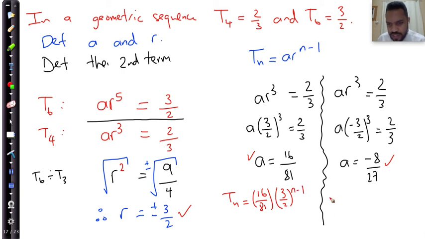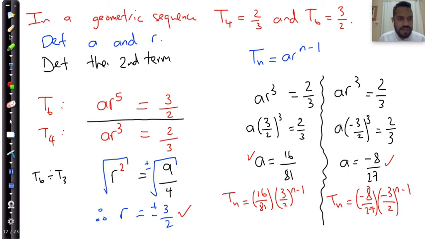And this one over here will be Tn equals, sorry, a is equal to negative 8 over 27 multiplied by negative 3 over 2, because that's the one that corresponds to that, to the power of n minus 1. Now when you have to determine the second term, very, very easy, people. The only thing you need to do is substitute T2, put a 2 in that, and type that whole thing on your calculator.